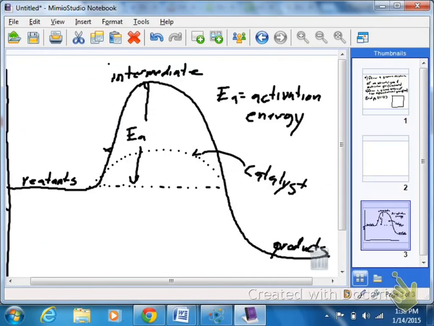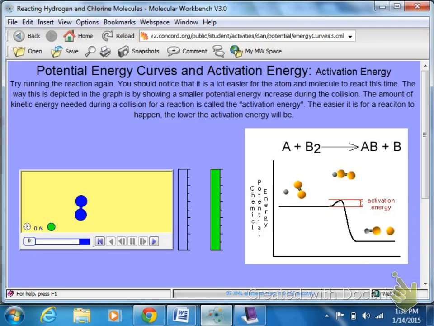Right? So I'm going to give you some definitions in a little bit if we have time. Go ahead and keep your notes out. But I want to show you some of this taking place to help visualize it a little bit better.